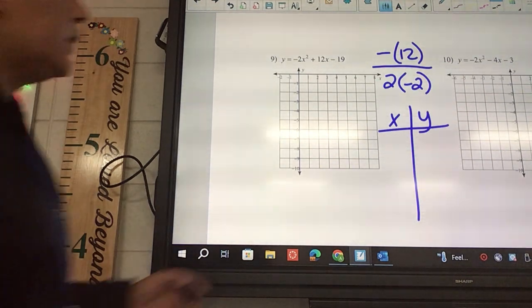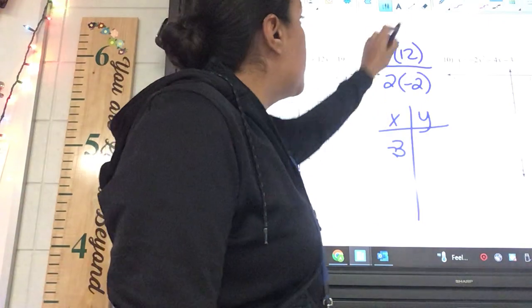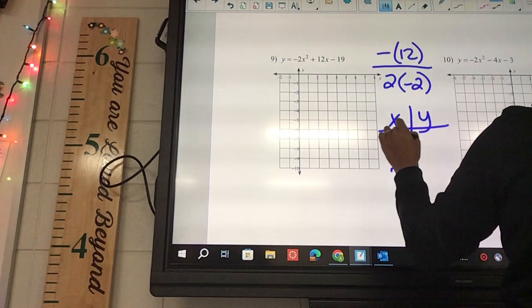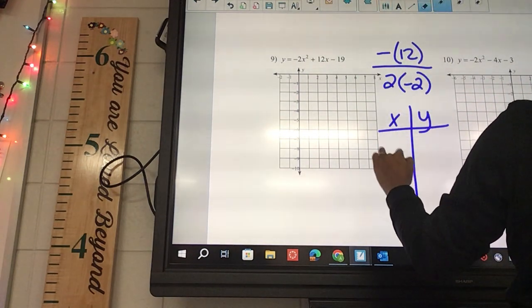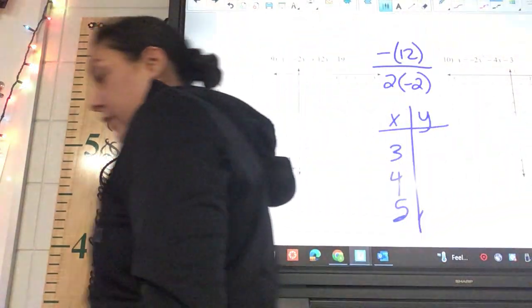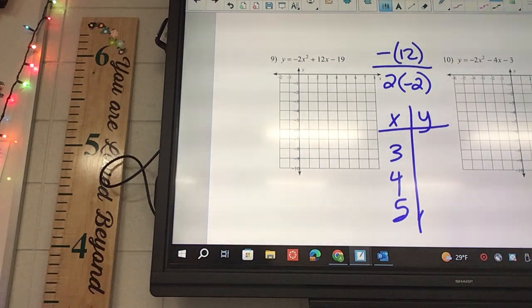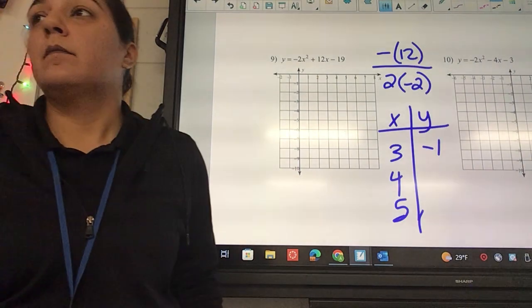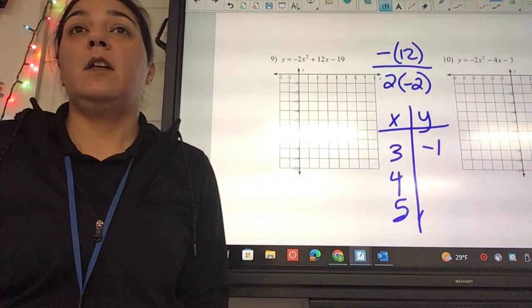Yes, it should be 3. So what comes next? 4, 4, 5. Oops, this would be all checked up. 4. Oh, I messed up again. 3, 4, 5. Okay, so you're going to take that and type it into your equation above. -1. Somebody agree with that? Yeah. Okay. -3, -9.